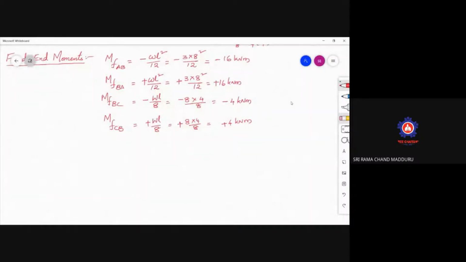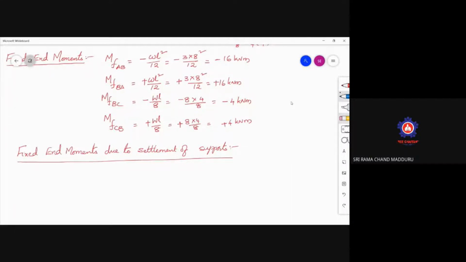So keep a heading: fixed end moments due to settlement of supports. Due to settlement of supports. So I will draw the diagram of how it looks.